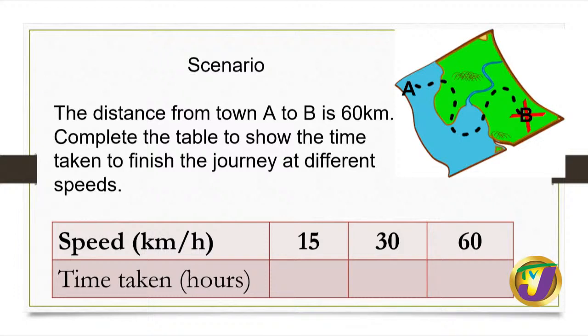All right, so there's a distance from town A to B, and that distance is 60 kilometers. So if it is 60 kilometers, we want to complete this table to show the time that is taken to finish this journey at the different speeds. So we have a speed at 15 km per hour, 30 km per hour, and 60 km per hour.